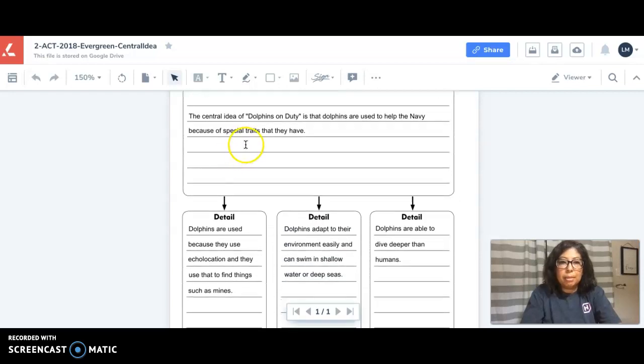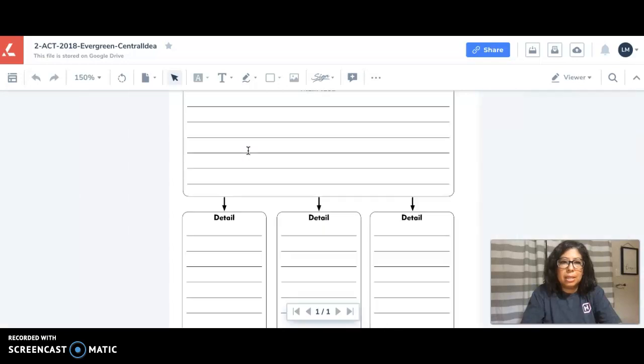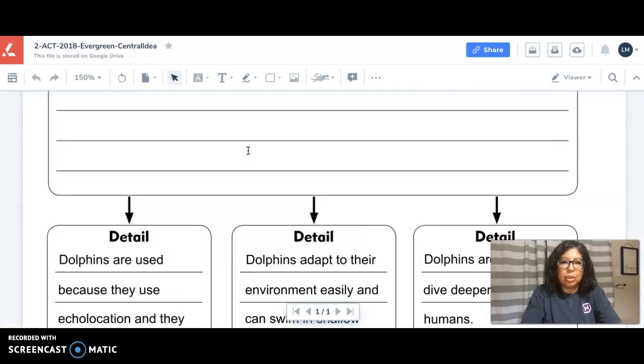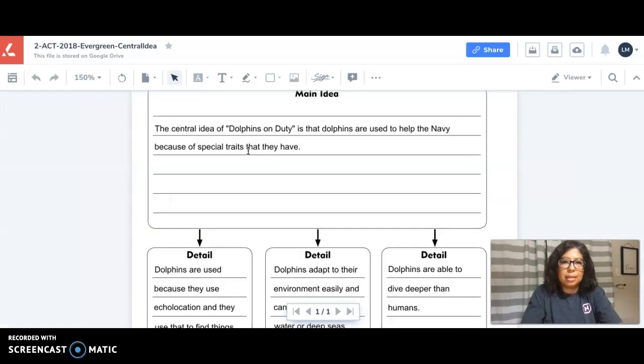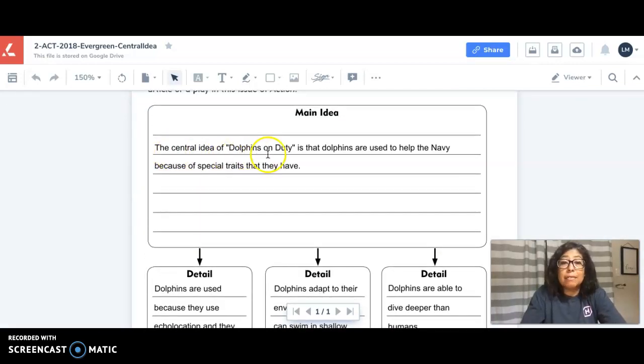We determined, let me zoom it in just a little bit so that you guys can copy it down also on your graphic organizer. The central idea of Dolphins on Duty is that dolphins are used to help the Navy because of special traits that they have.